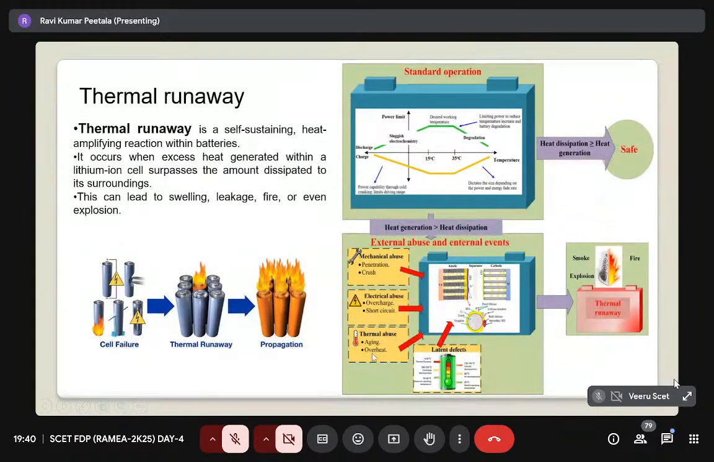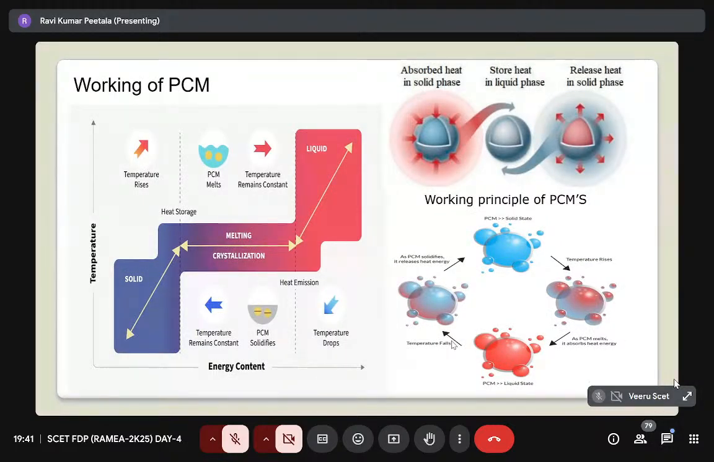happening at very high levels. And again, thermal abuse is due to the overheating of the battery, and this leads to thermal runaway. These are the causes: mainly thermal abuse, electrical abuse, and mechanical abuse. If this happens, thermal runaway occurs, and due to that the temperature increases drastically. As shown in the figure, in standard operation the heat dissipation rate is higher than the heat generation within the cell, then our battery pack is safe. If not, then these issues are observed. So this is the introduction part.